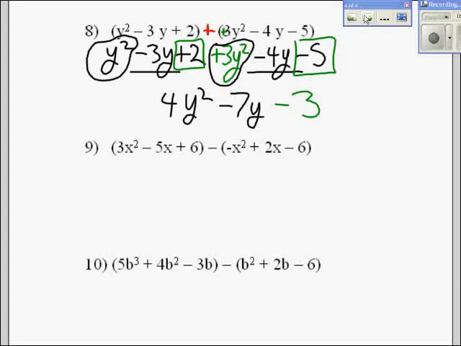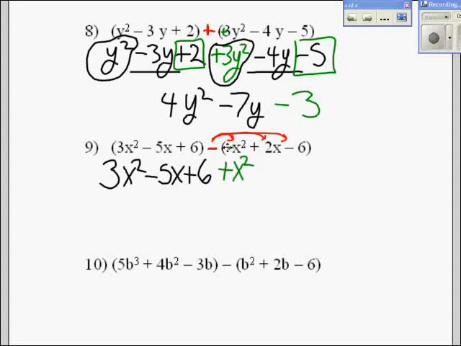Okay. Number 9. Again, nothing changes to start. 3x squared minus 5x plus 6 gets written down. This negative tells us we're going to have to change all of the signs. So the first sign in here is a negative on the x squared. We're going to change it to a positive x squared. Please note, this negative sign didn't come down. What actually is happening is it's getting distributed to all 3 terms. So whatever the sign is, it becomes the opposite.